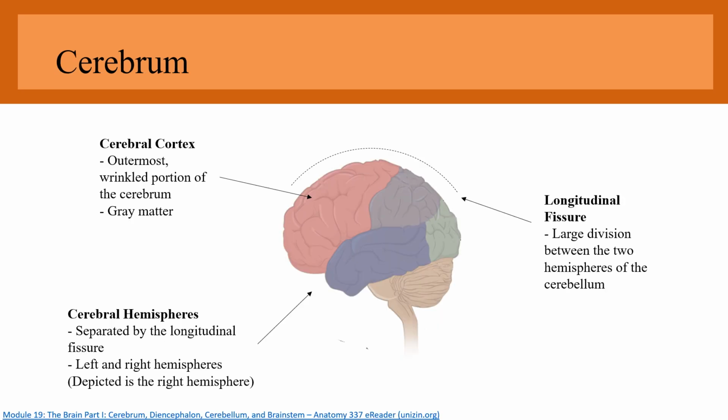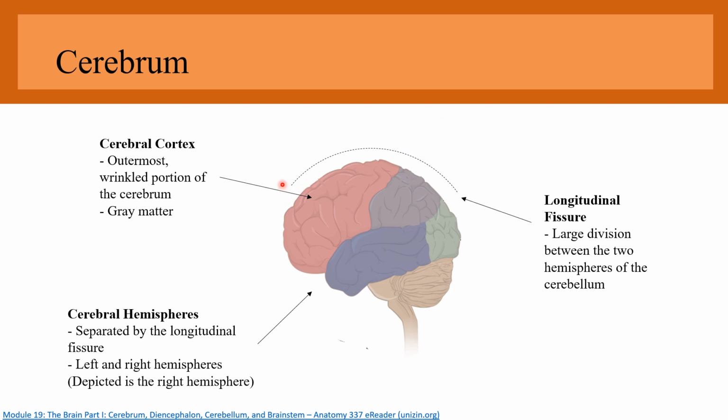Next, we're going to talk about the cerebrum. We're going to dive a little bit more in depth on the cerebrum. To begin, I have another diagram here with different sections of the cerebrum indicated. First, we'll talk about the cerebral cortex. The cerebral cortex is the general outermost wrinkled portion of the cerebrum, all these little wrinkles here, and it's made of gray matter. The cerebrum has two hemispheres called the cerebral hemispheres, which are separated by the longitudinal fissure. They make up left and right hemispheres. Right now, we have the right hemisphere being depicted.